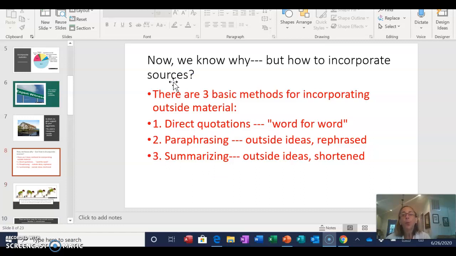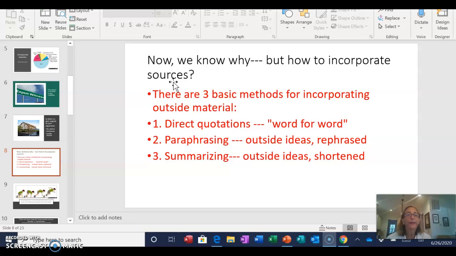Okay, so now we know why we should be using them. How are they used? There are 3 different ways that outside sources are used. And of course, a lot of this is going to be familiar to you, but the refresher is worthwhile. You can use direct quotations, and we all know what that means. That means exactly word for word. You are pulling out that person's exact words.